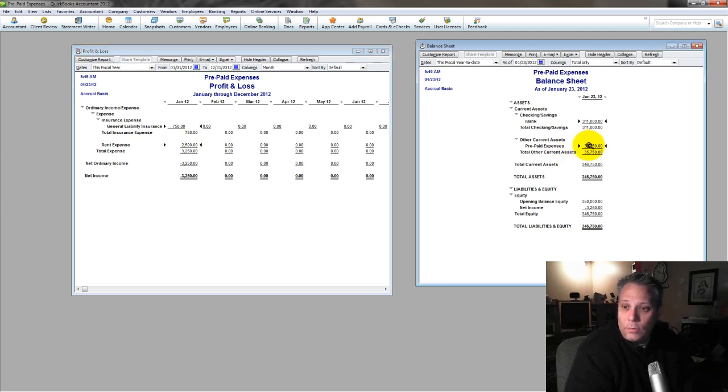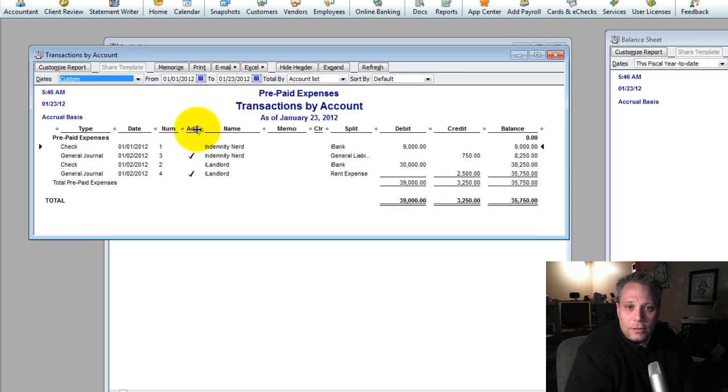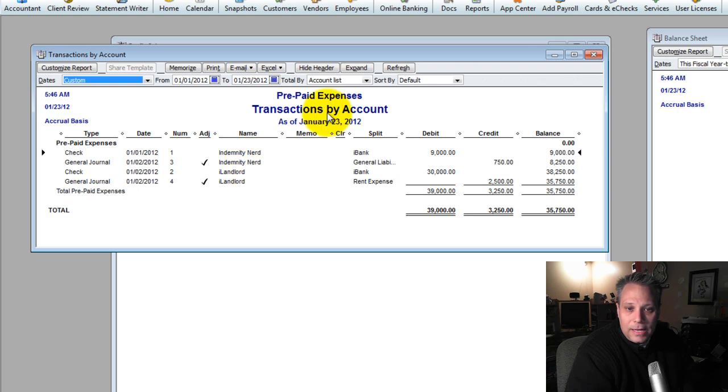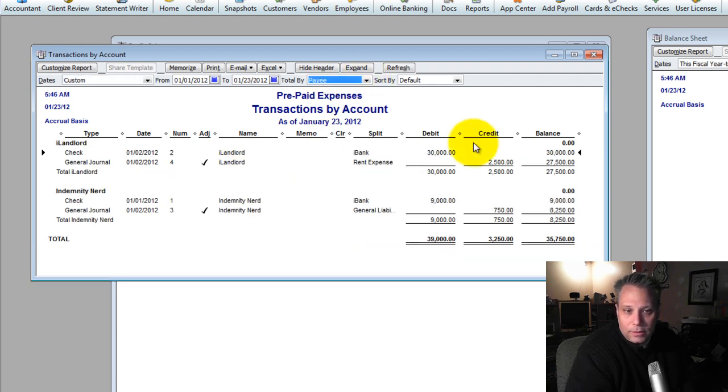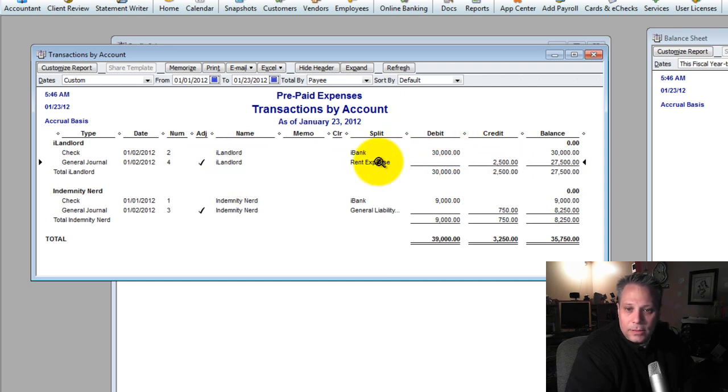If I really want to see what's inside this prepaid, I can double click it. And then you might say to me, well, yeah, but this is a little messy. No problem. Then we total this by payee. And then it becomes very clear to me that I prepaid my rent because of the name, landlord, and I can see that the journal entry is coming out of rent expense. I can see that I prepaid my insurance and that I expensed it out for the month of January.